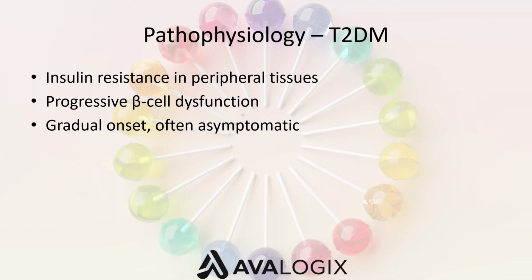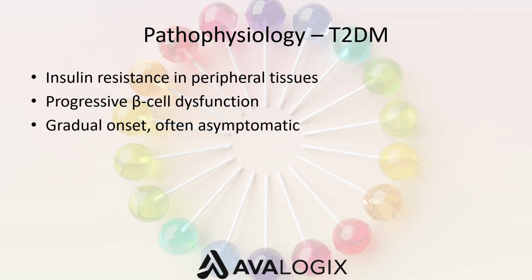In contrast, the pathophysiology of type 2 diabetes is more complex and involves both insulin resistance and progressive insulin secretory defect. In T2DM, the body's tissues, muscle, fat, liver, become resistant to insulin. This means despite insulin presence, glucose uptake is reduced. The pancreas initially compensates by producing more insulin, resulting in hyperinsulinemia. Over time, beta cell function deteriorates due to chronic overstimulation and other factors like glucotoxicity and lipotoxicity.